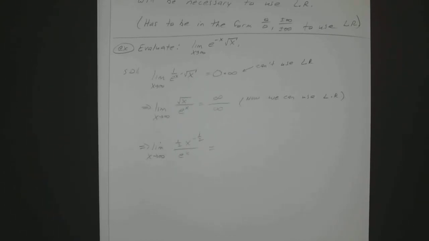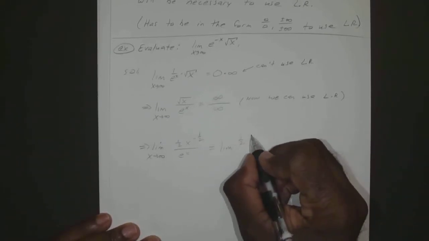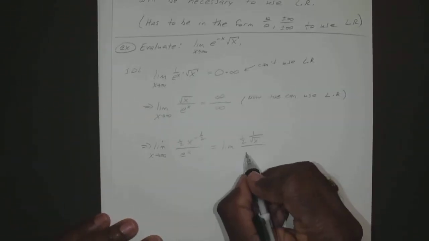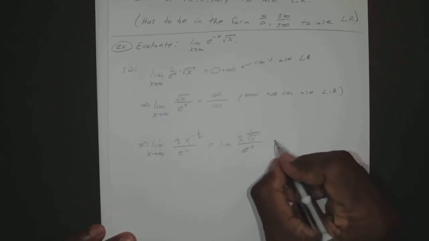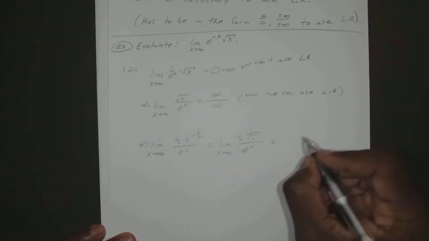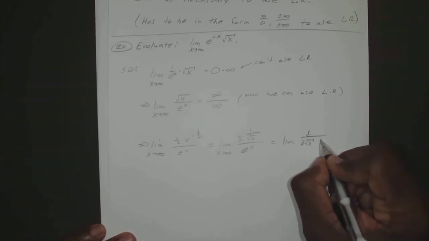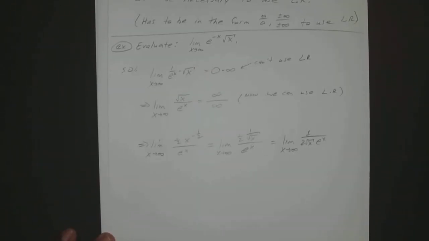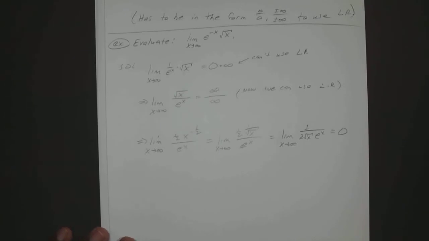All right. So from there, now, might as well rewrite it. Let's say 1/2, 1 over square root of x divided by e to the x. Or even if you wanted to, you can write it as the limit of 1 over 2 square root of x e to the x as x approaches infinity. Which means as x gets bigger and bigger, that gets closer and closer to 0. So you end up with a limit of 0.